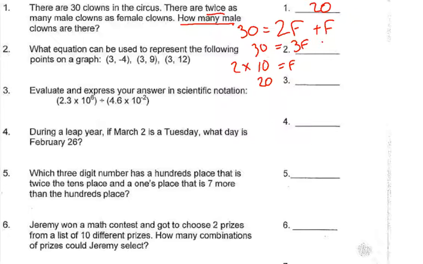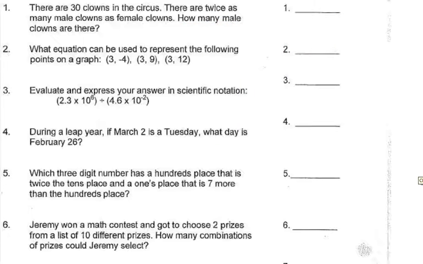Question number 2. It's kind of a tricky question. When we have an equation of a line, it's always written in y equals mx plus b form. And this is the equation of a line that will give us our slope and our y-intercept.